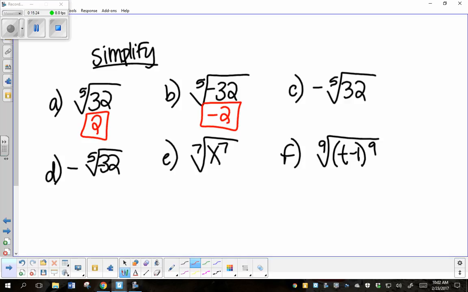Because if we do a negative times itself an odd number of times, we're going to end up with a negative. So then on this one, we want to do the 5th root of 32, which is 2, and then we have a negative on the outside, so we make it negative 2. The negative on the outside means change the sign of whatever you got.